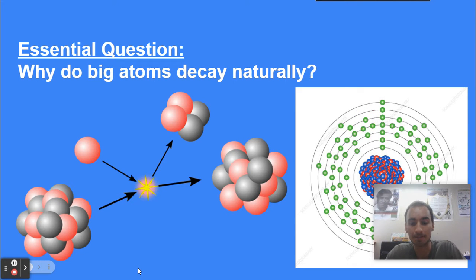What we're learning about today. So first, could you put on your paper atomic stability notes? Okay. And the essential question is, why do big atoms decay naturally? Why do big atoms do that, but not small ones?